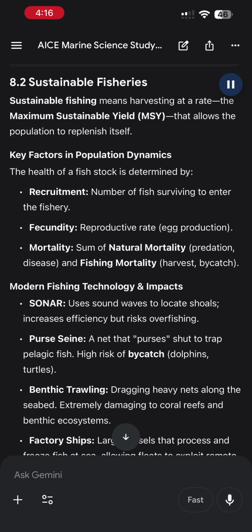8.2 Sustainable fisheries. Sustainable fishing means harvesting at a rate, the maximum sustainable yield, MSY, that allows the population to replenish itself.